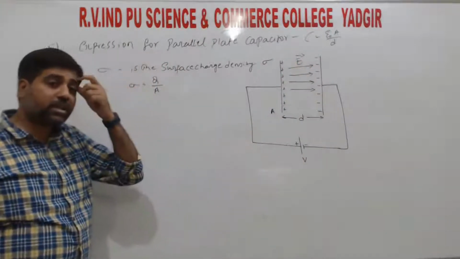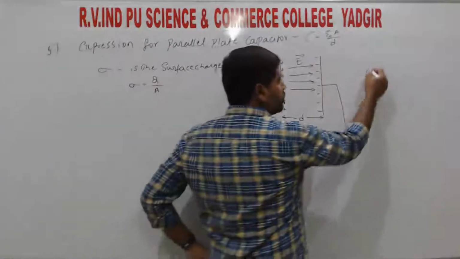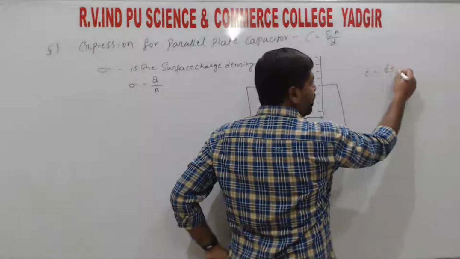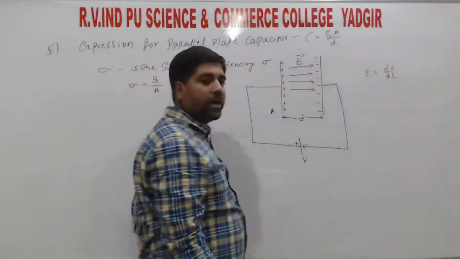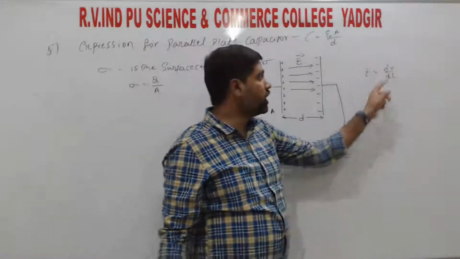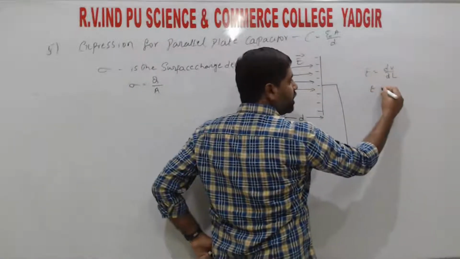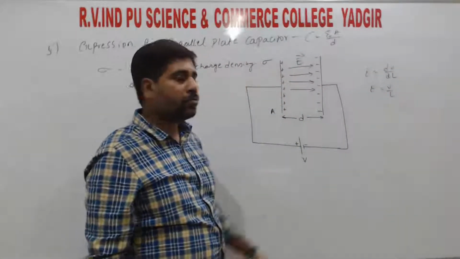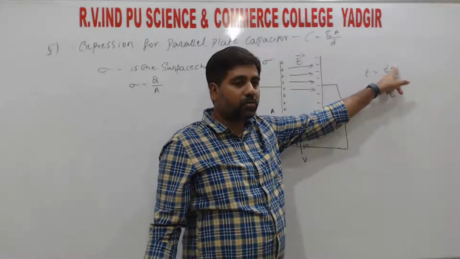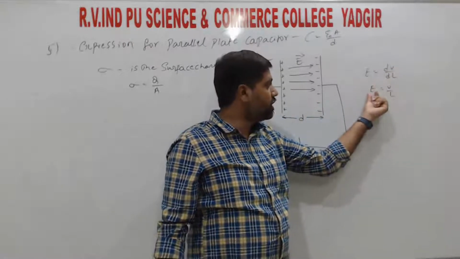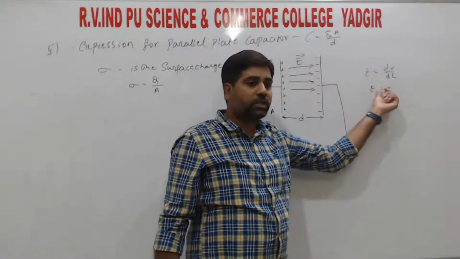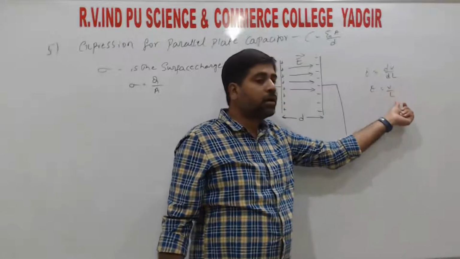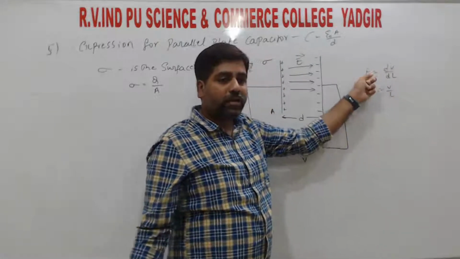So now, in 3 marks, we derived the relation, right? So that is E is equal to dV by dL. That is the relation between the potential and electric field. So this we can write as E is equal to V by L. Since this is a small change, we have taken dV. So in general, if we write the relation for electric field and potential, E is equal to V by L. So this is our third derivation.